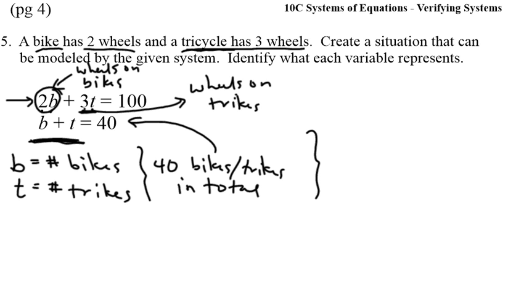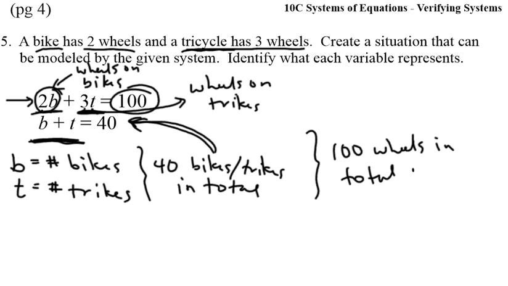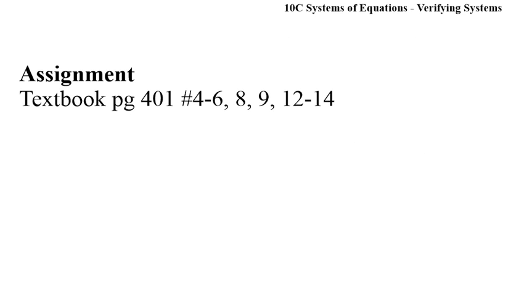40 bikes and trikes in total. And if I take the number of wheels on the bikes and the number of wheels on trikes, that would say there's 100 wheels in total on the bikes and trikes. This is just about being able to interpret the information given to you. It's a skill. Practice it.